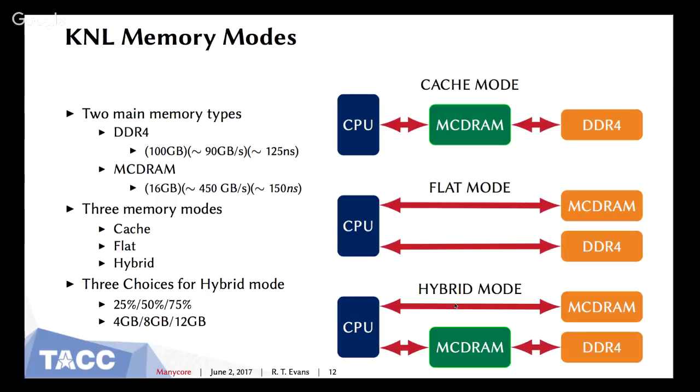MCDRAM is the high bandwidth memory, but you need to be careful because there's only 16 gigabytes. And there are different ways to access it. You can access it as regular memory, which means you can specifically allocate to it, or you can use NUMA control to make sure by default your data stored in memory goes there first and then spills over to DRAM. Or you can use it as a cache.